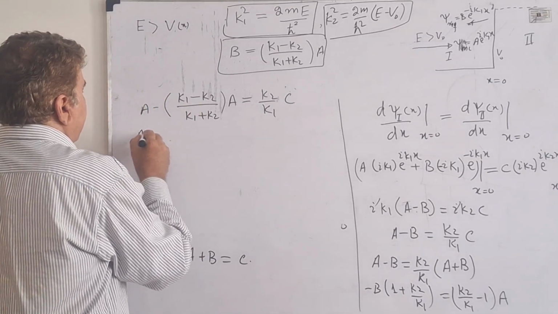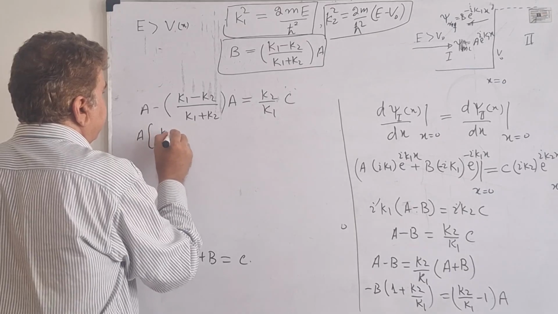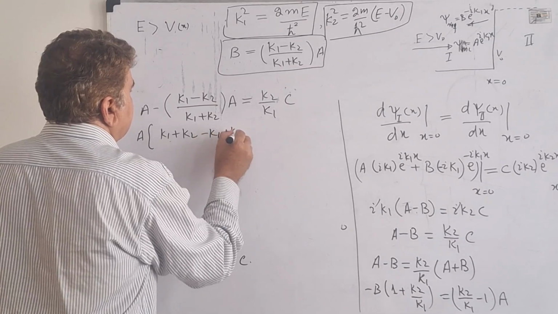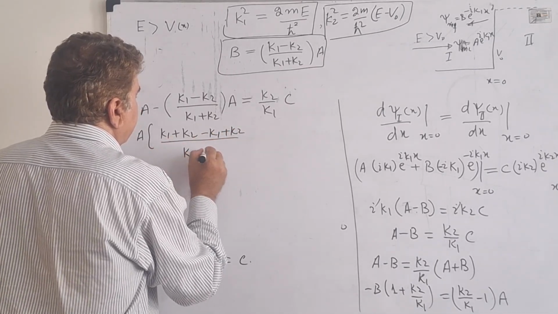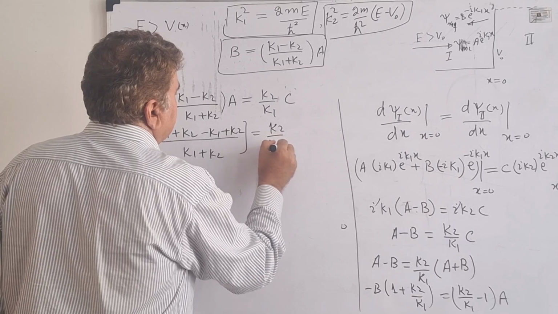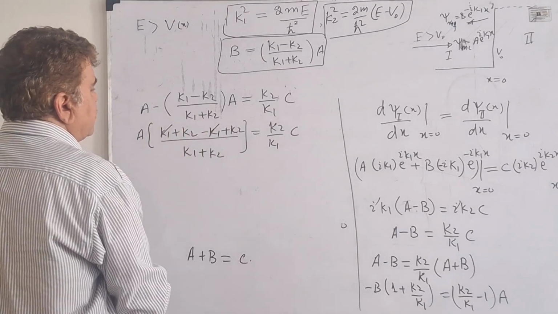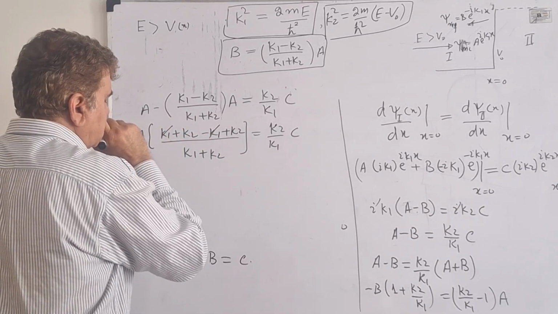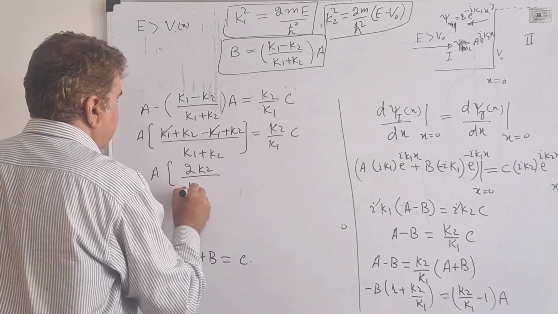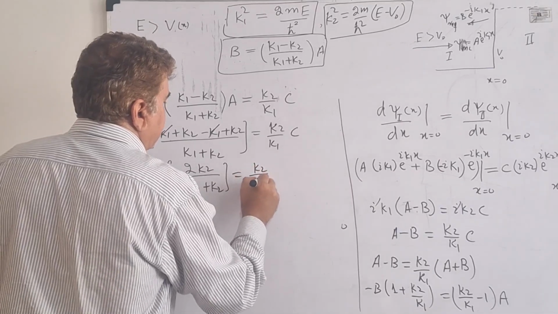And from this I can write A, and here would be 1, and I take the LCM to write this K1 plus K2, and this minus multiplied with this would make it K1 plus K2, and the whole divided by K1 plus K2, and this equals K2 over K1 times C. Let's cancel, these two become 2K2, and I write A times 2K2 divided by K1 plus K2 equals K2 divided by K1 times C.